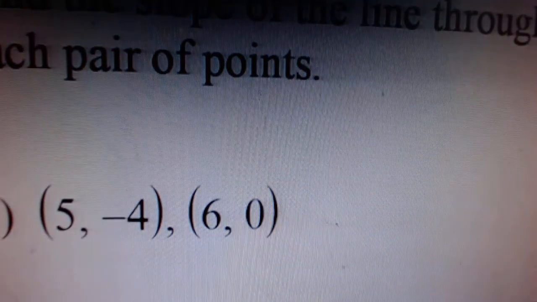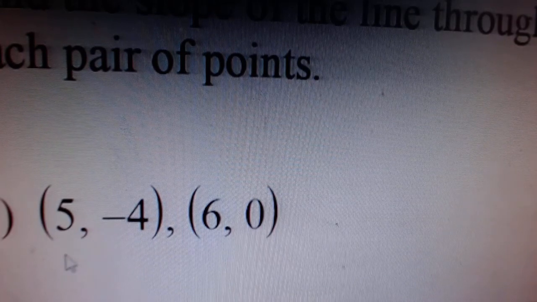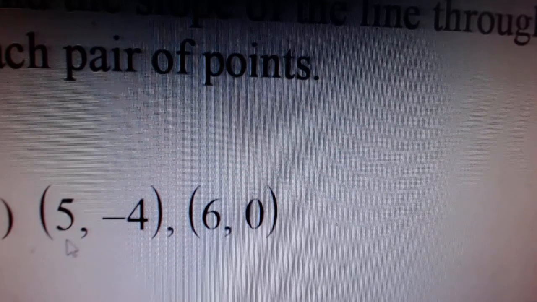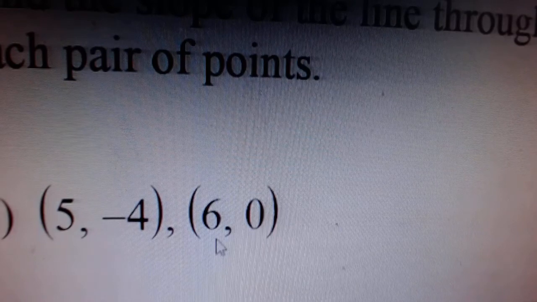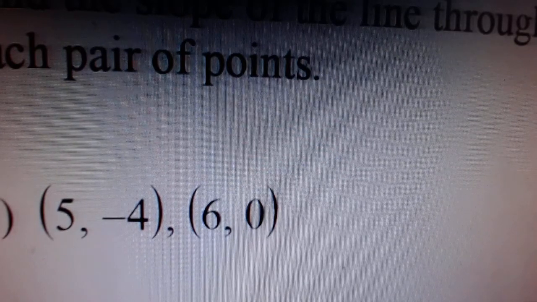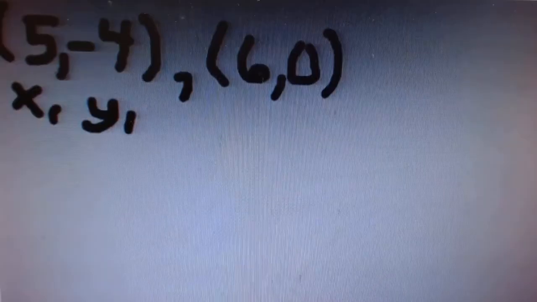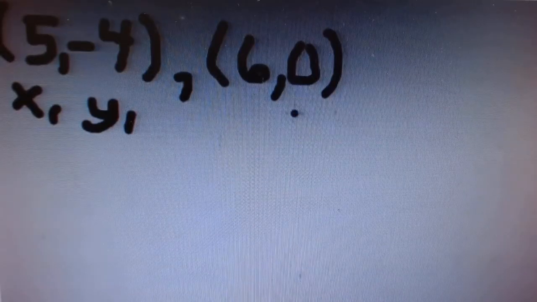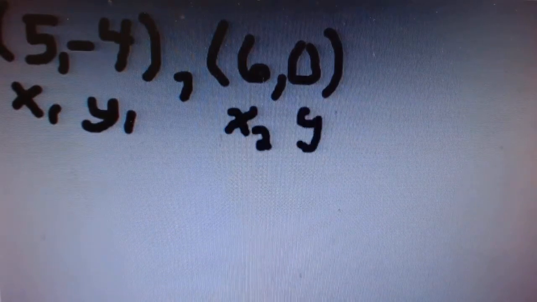In question 1, we're asked to find the slope of a line through each pair of points. This line passes through these 2 points: when x is 5, y is -4, and when x is 6, y is 0. The only thing we're given is a pair of points. First, I'm going to label the points as x1 and y1. And the second coordinate I'm going to label as x2 and y2.